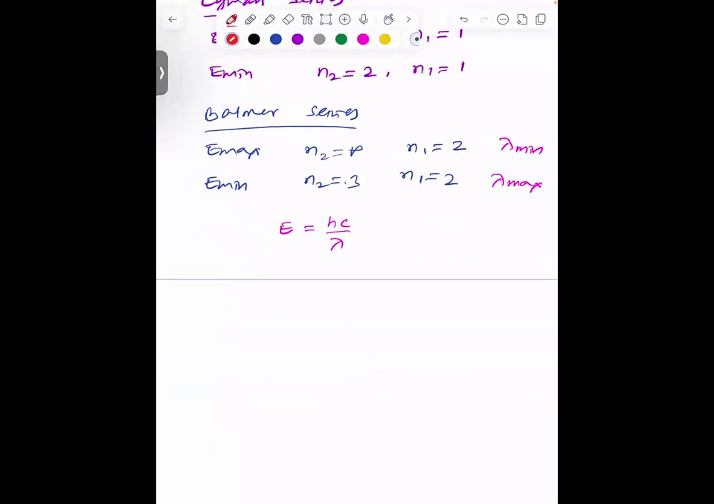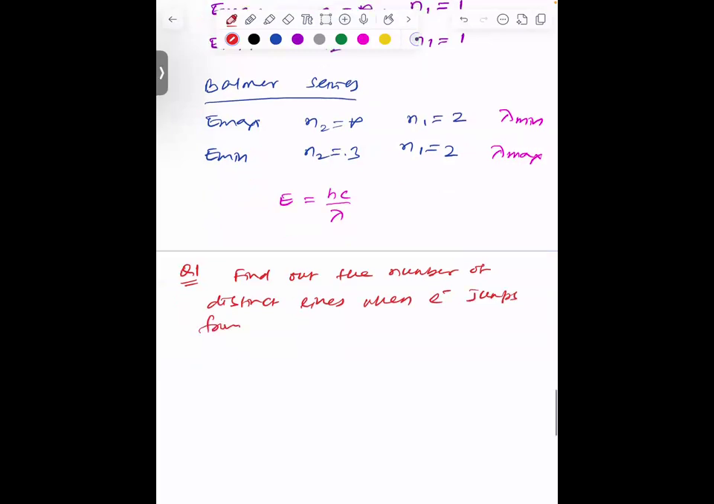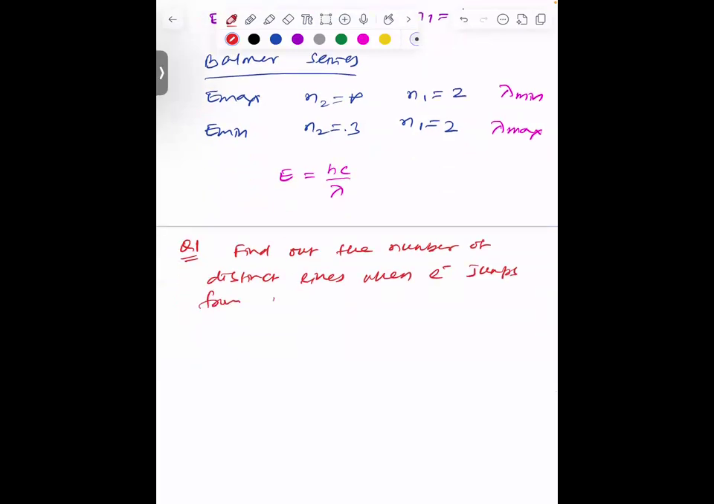Then write down 2 questions. Find out the number of distinct lines when electron jumps from 6th shell to the second excited state.